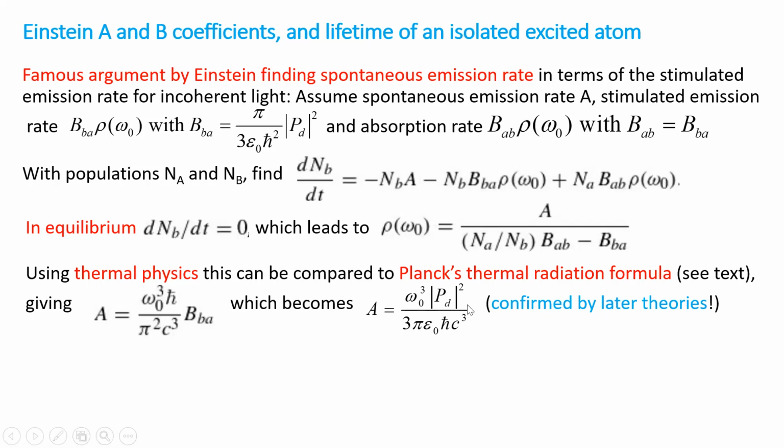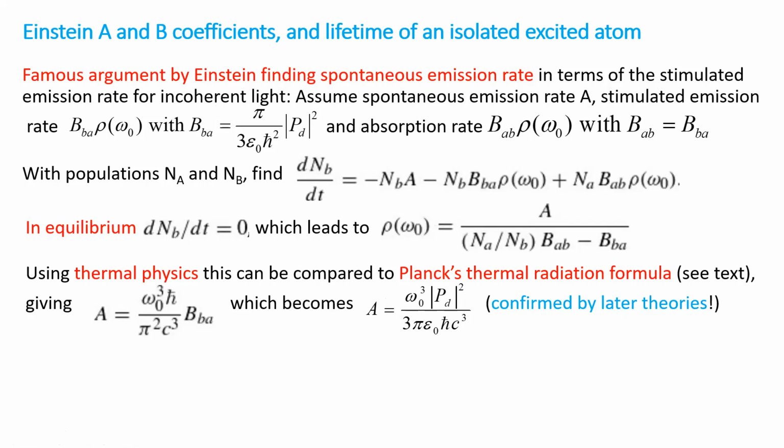At the time, this was a really brilliant argument. It was later confirmed by other methods, by later developments in quantum mechanics called quantum field theory and quantum electrodynamics. But Einstein found it from a combination of these expressions for the stimulated emission rate for incoherent light and some thermal physics. He was able to come up with this, which is pretty cool.